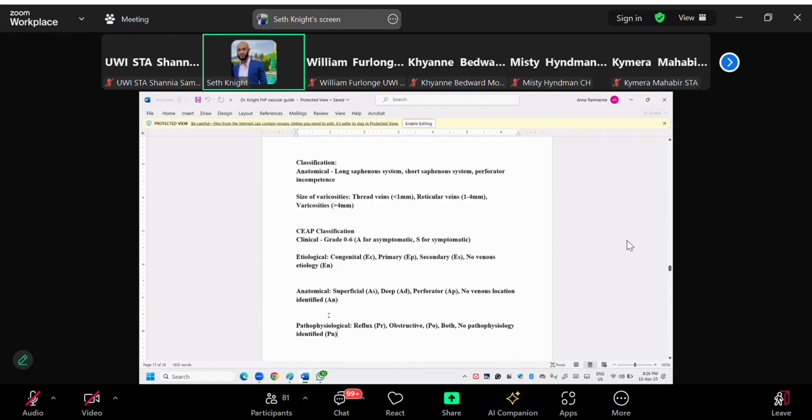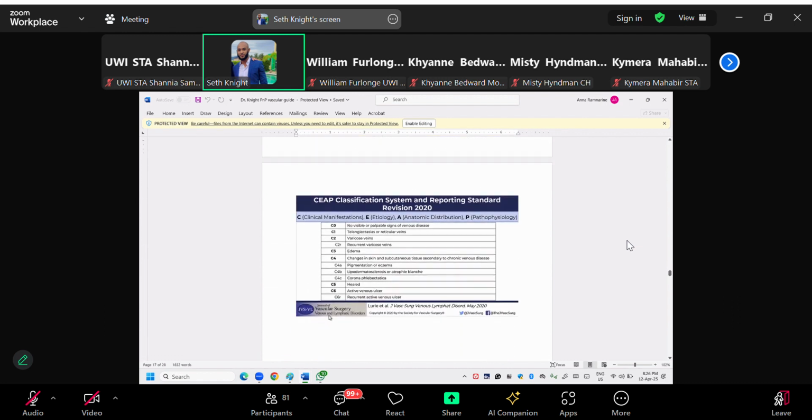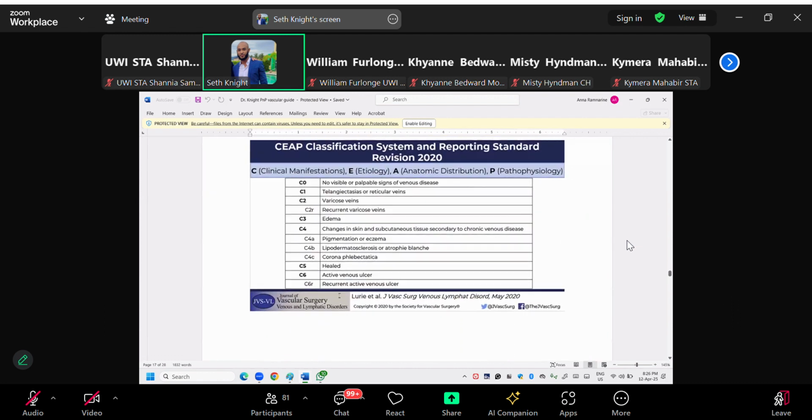So that's one you need to know for your OSCE, what CEAP stands for. The other thing you need to know about CEAP is what the C actually has in it. The C for your clinical manifestations range from C0 to C6R. And this is actually the most updated form of your C in terms of your CEAP classification. And you all just need to learn this off. I cannot explain this to you.